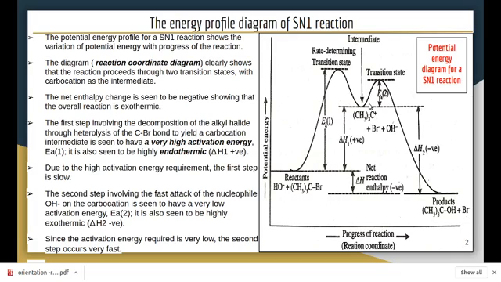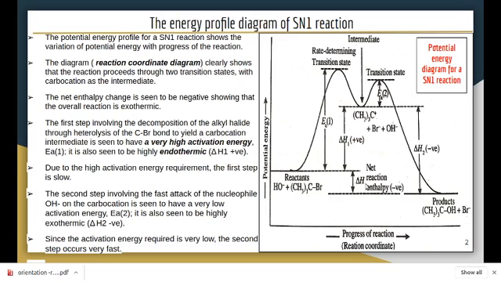Then the second step is the fast step, that is carbocation will readily react with OH minus ion and form the products. So this is an energy releasing process. Delta H2 is negative. Delta H2 for this reaction is delta H of products minus delta H of intermediate. That will be a negative value. In the first step, delta H of intermediate minus delta H of reactants will be a positive value.